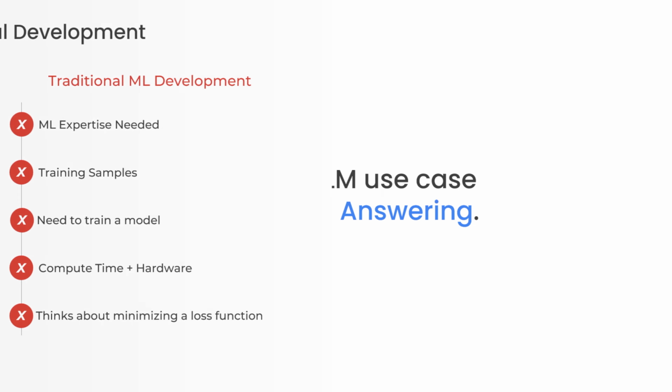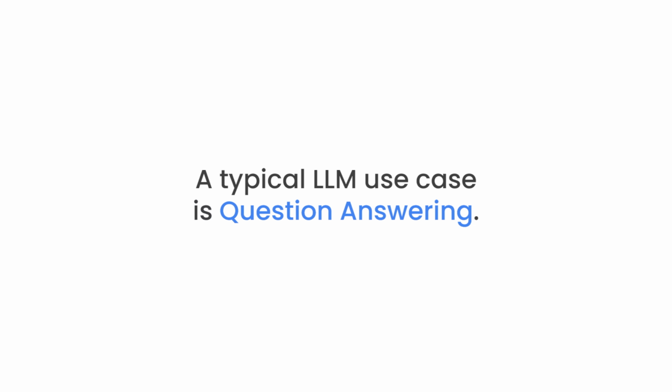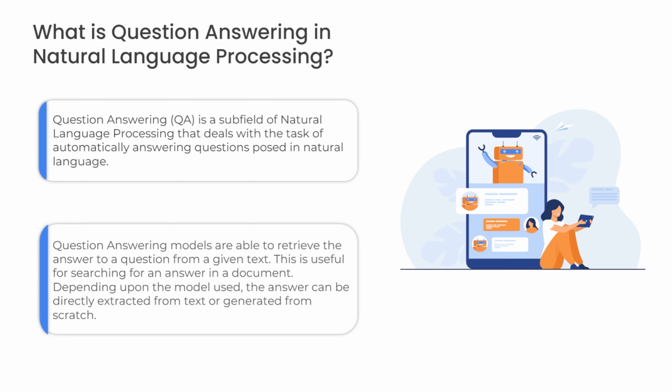Let's take a look at an example of a text generation use case. Question answering is a subfield of natural language processing that deals with the task of automatically answering questions posed in natural language. QA systems are typically trained on a large amount of text and code, and they are able to answer a wide range of questions, including factual, definitional, and opinion based questions.